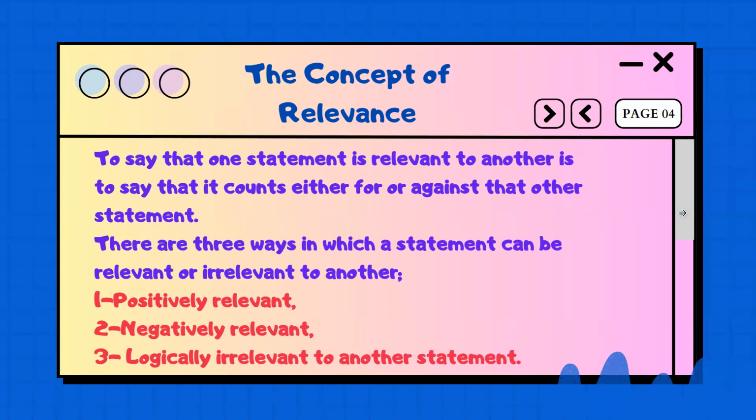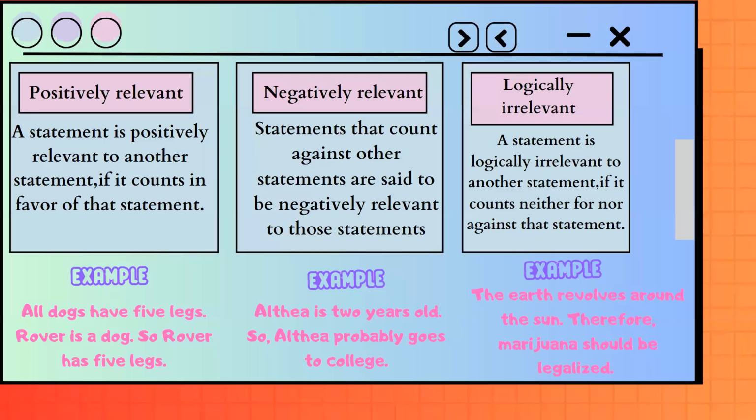The first one is positively relevant. A statement is positively relevant to another statement if it counts in favor of that statement. Here is an example. All dogs have 5 legs. Rover is a dog, so Rover has 5 legs. This premise is positively relevant to its conclusion, and it provides reason for thinking that the conclusion is true.